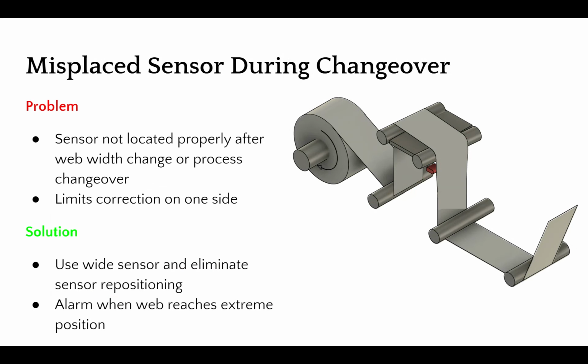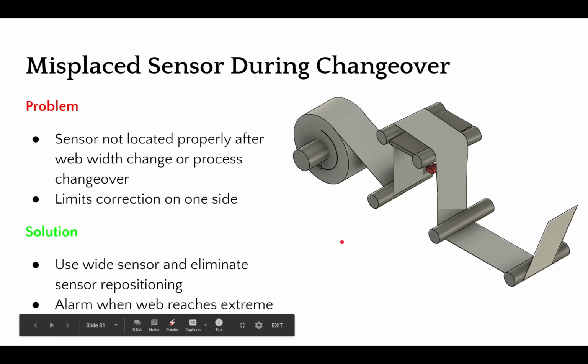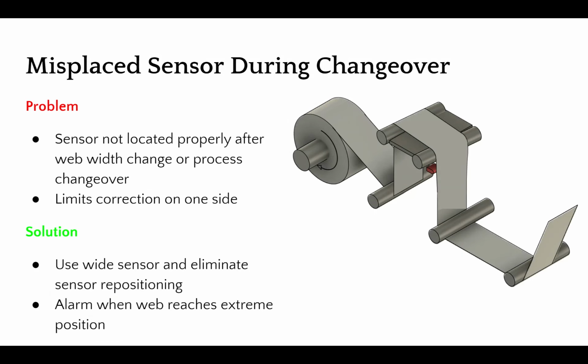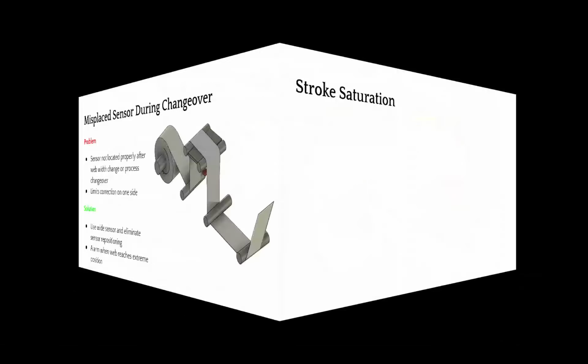And then you can do an electronic guide point adjustment so that you don't have to worry about repositioning the sensor. And then the same alarms when the web position is reaching the extreme position, or an actuator feedback to a PLC or an additional monitoring system would also help.